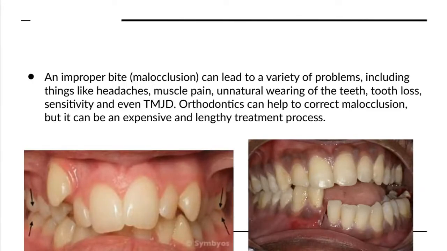And here also you can observe very clearly an improper bite can lead to a variety of problems, including headache, muscle pain, unnatural wearing of the teeth, tooth loss, sensitivity, and even temporomandibular joint disorders. Orthodontics can help to correct malocclusion, but it can be an expensive and lengthy treatment process. So this requires a lot of orthodontic treatment also. Just in case a tooth is lost, it's always better to get it replaced instead of spending expensively on orthodontic treatment.